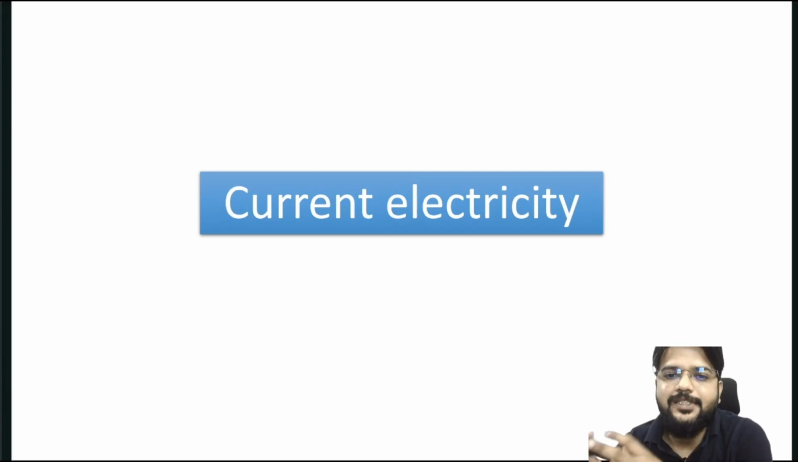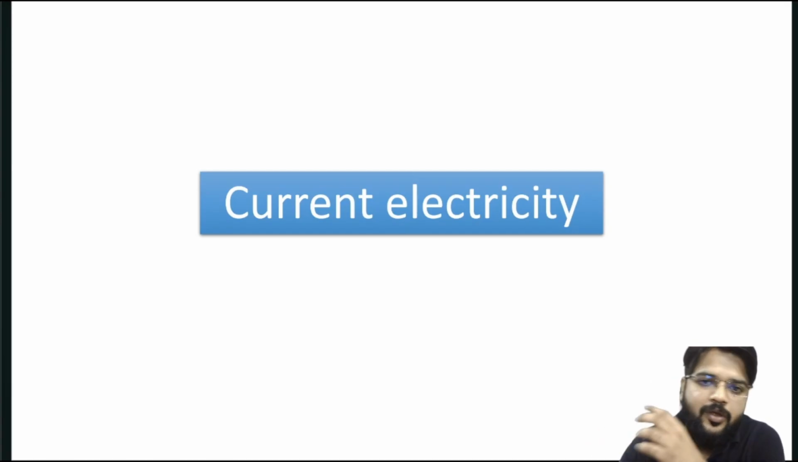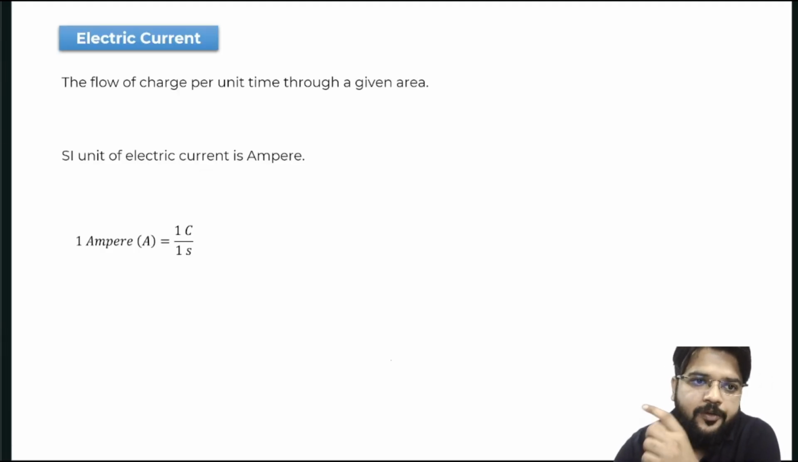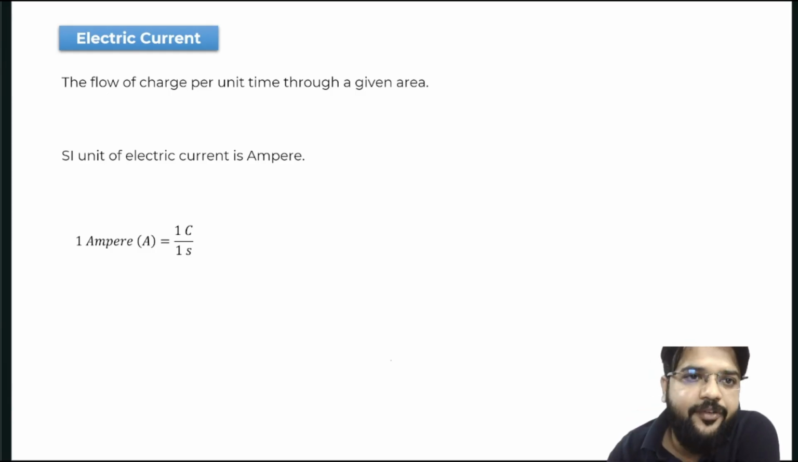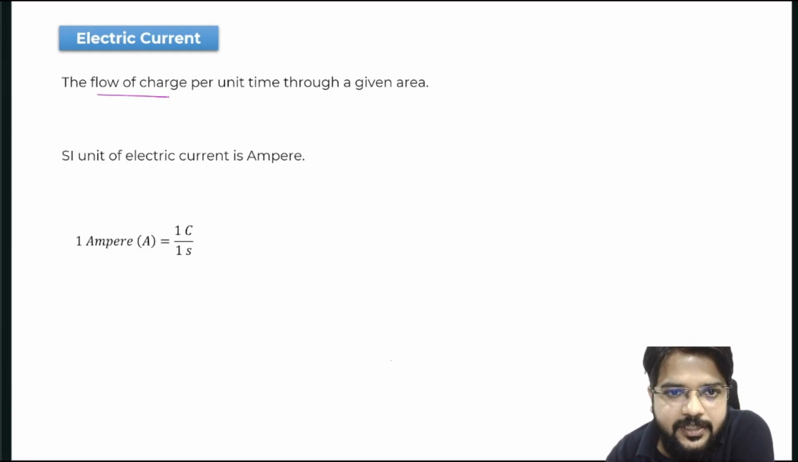Hello everyone. In today's class, we are going to discuss a new chapter, current electricity. In this chapter, first of all, we will discuss electric current. So what is electric current? The flow of charge per unit time through a given area is electric current. According to the definition, flow of charge per unit time through the given area is electric current.